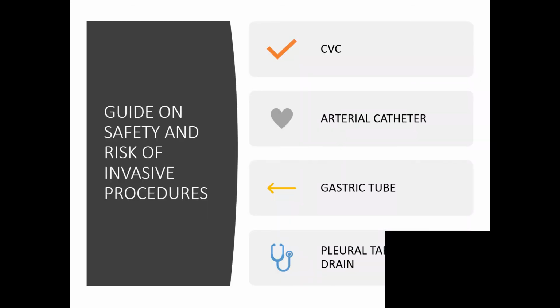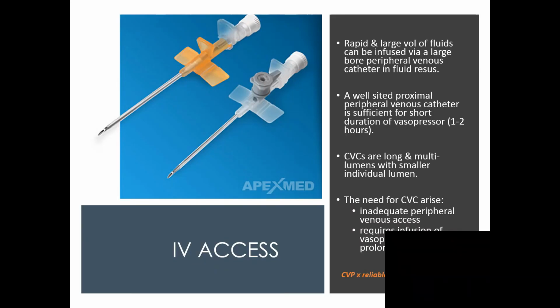Okay, so moving on to guide on safety and risk of invasive procedures, for example, for CVC, arterial catheter, gastric tube, pleural tap, and chest drain placement. So for CVC and IV access, rapid and large volume of fluids can be infused via a large bore peripheral venous catheter in fluid resuscitation. A well-sited proximal peripheral venous catheter is sufficient for short duration of vasopressor, for example, if it's only required for 1 to 2 hours.